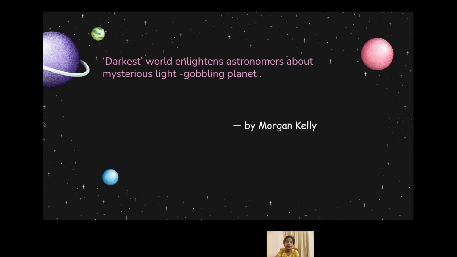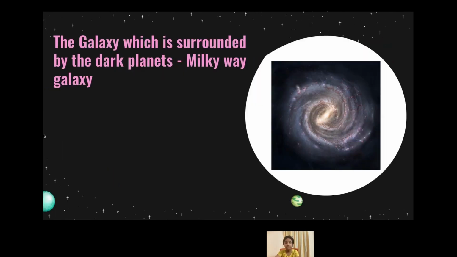Next, darkest world enlightens astronomers about a mysterious light-gobbling planet. This fun fact is said by Kevin Morgan Kelly. The Milky Way galaxy is surrounded by dark planets like TrES-2b. This is the Milky Way galaxy which is surrounded.